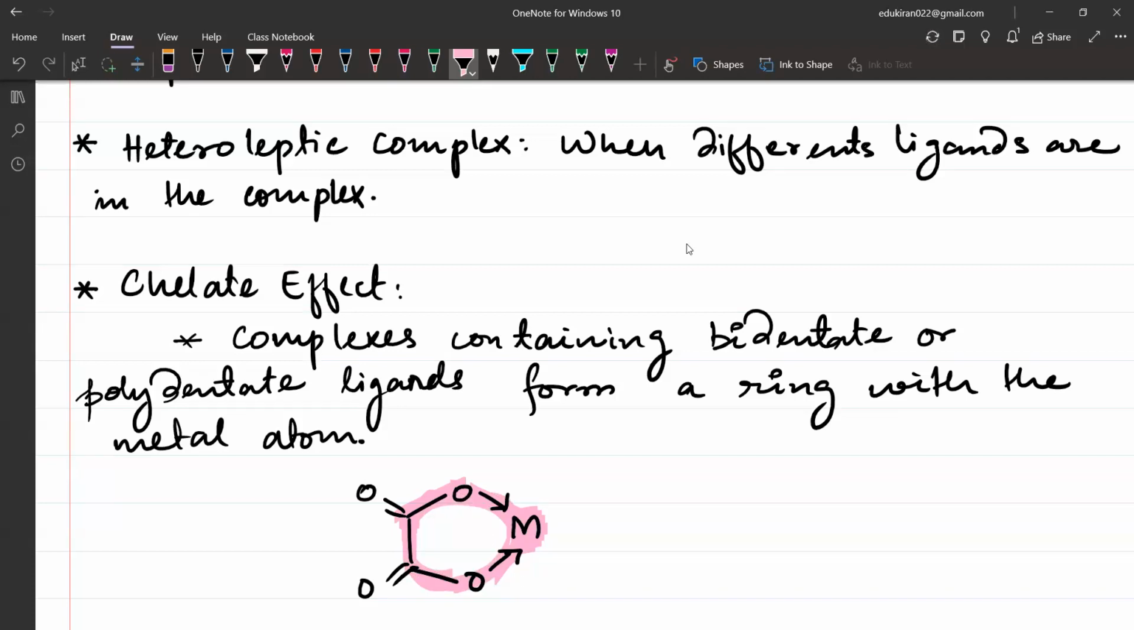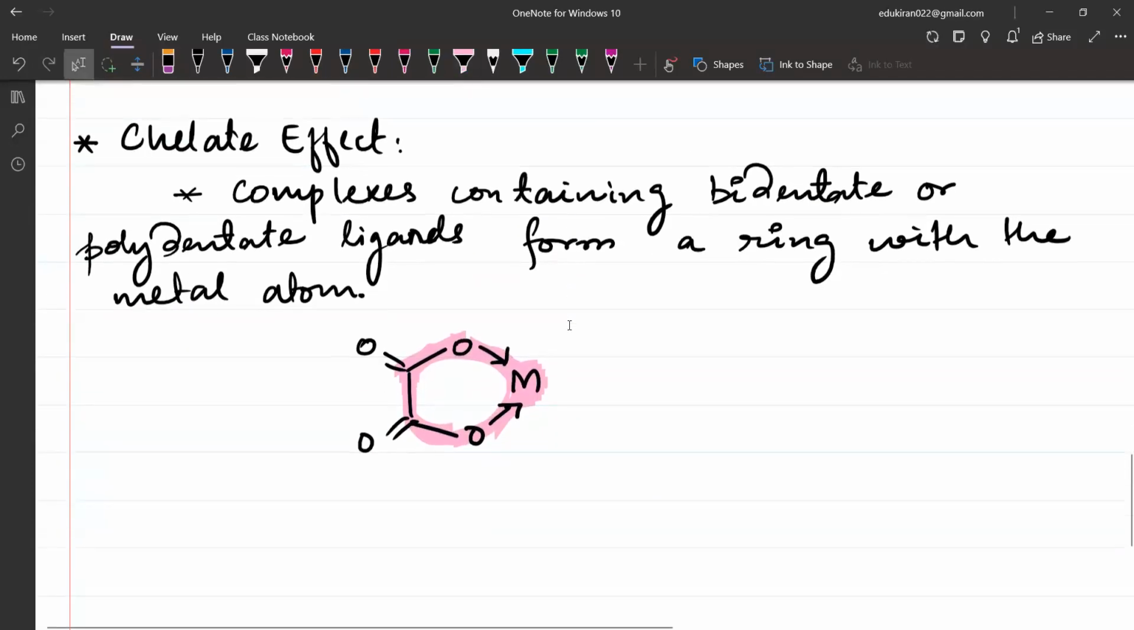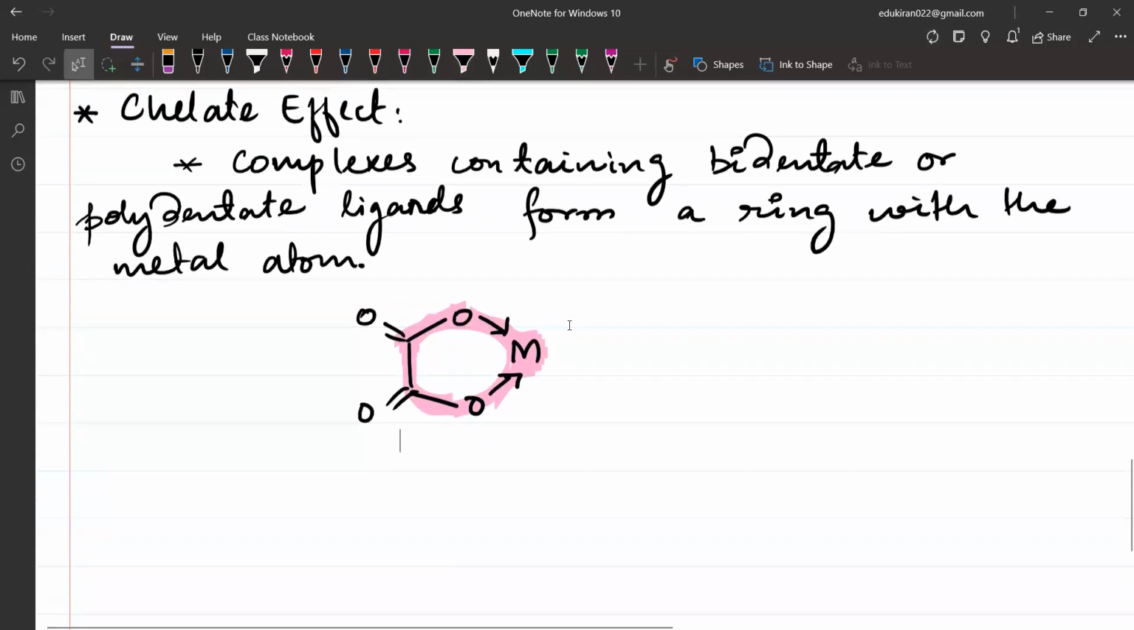So what happens if you have bidentate या even for that matter polydentate भी होगा तब भी वहां पे क्या बन जाएगा? You will have a ring. Now because of this particular ring, what happens? The stability of these type of complexes is even more. ठीक है? So you'll write next point.